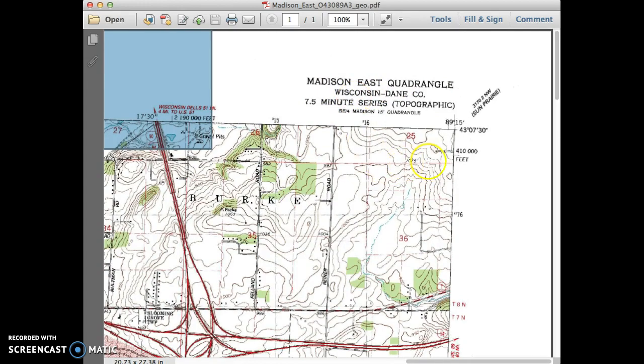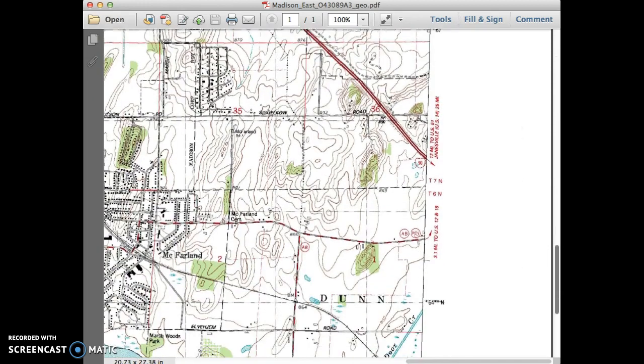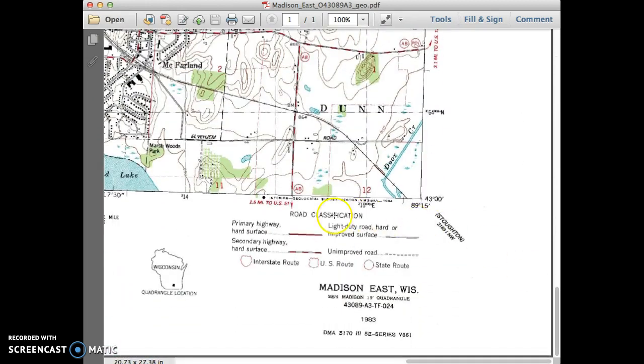All right, so other information that's helpful to find on a map is located down at the bottom. So I'll scroll back down. And on this far right side of the map, we're going to see that, again, we have the name. It's Madison East. We can figure out some more information about it.